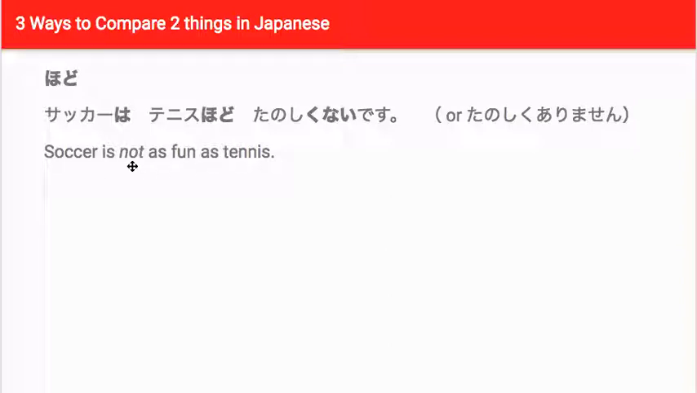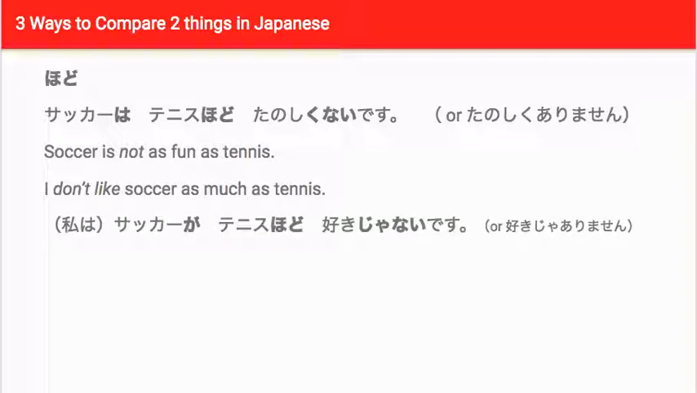I want you to notice here that the not is the negative, and it shows up both in English and in Japanese. If we want to say, I don't like soccer as much as tennis, same thing. We would begin with I would be the topic, watashi wa saka ga. So notice this changes from wa to ga. Tennisu hodo suki janai desu, or suki ja arimasen.